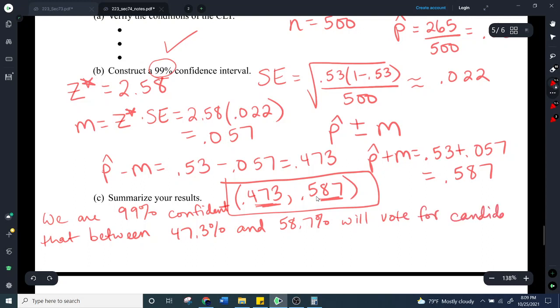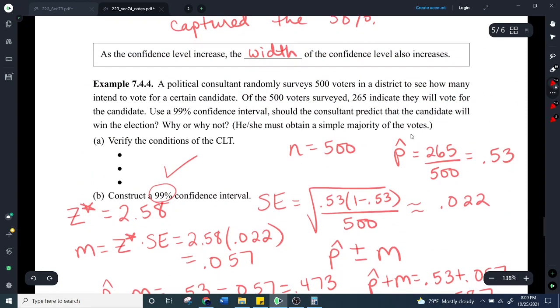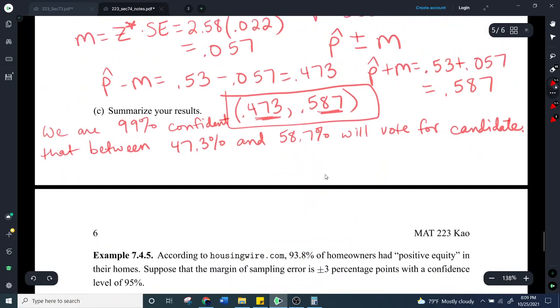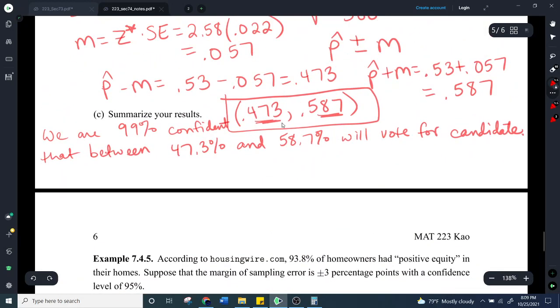Okay, so let's go back to the question. The question was, should the political consultant be confident that he will win the election? He must obtain a simple majority of the votes. So in other words, the candidate must get more than 50% to win the election. Well, I would say no, he should not be confident. The reason I say that is because part of this interval drops below 50%. You see the lower bound is below 50%. The lower bound is 47%. So for that reason, I would say no, he should not be confident.